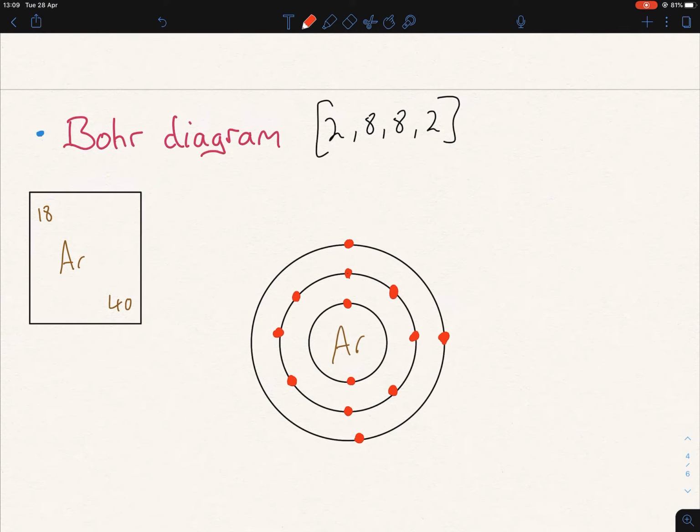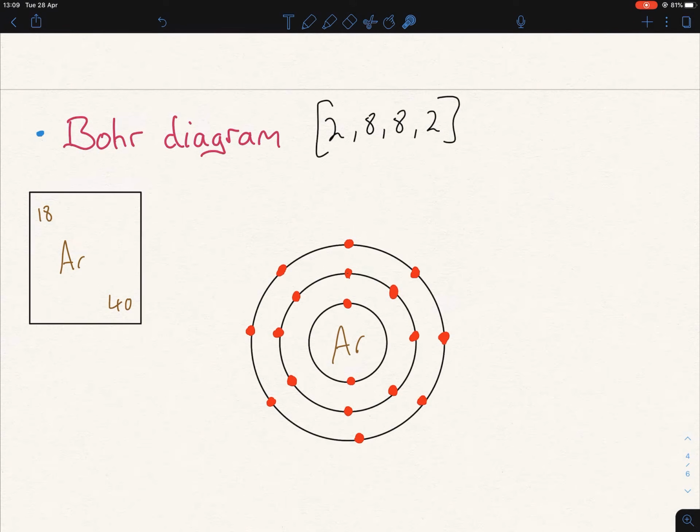So it'll be a full orbit. So 1, 2, 3, 4, 5, 6, 7, 8. Count everything and always start from the middle, the nucleus. So 1, 2, 3, 4, 5, 6, 7, 8, 9, 10, 11, 12, 13, 14, 15, 16, 17, 18. So we have 18 electrons in total here. You can see the diagram is a nice size, quite big. Usually you want the size of a diagram to be the size of a closed fist.